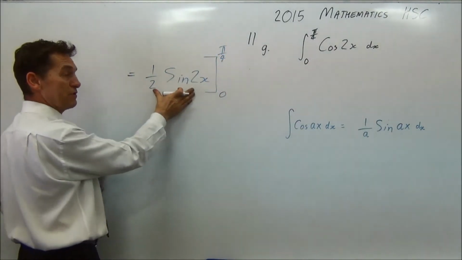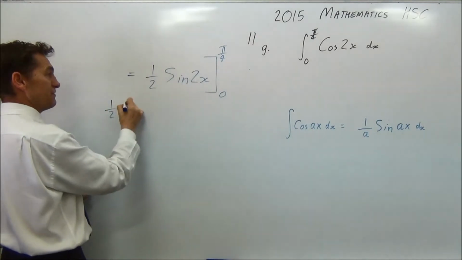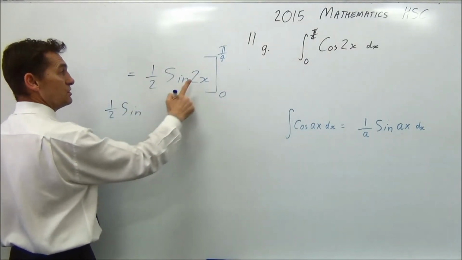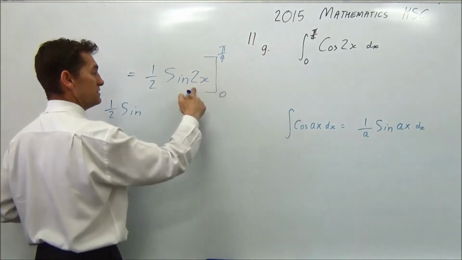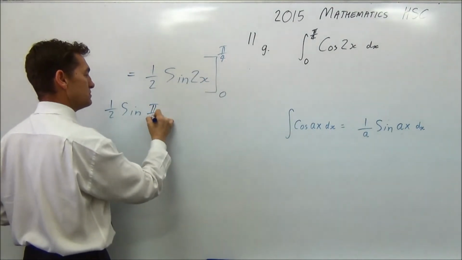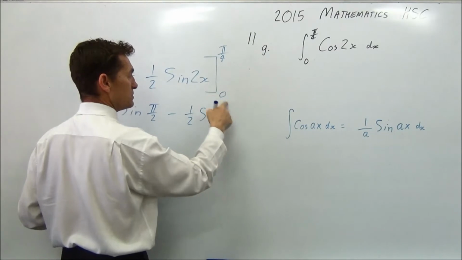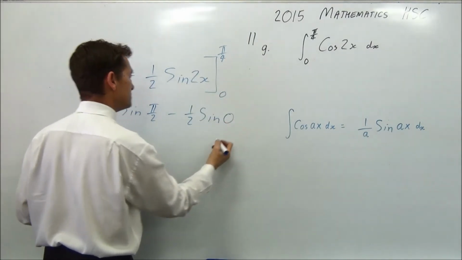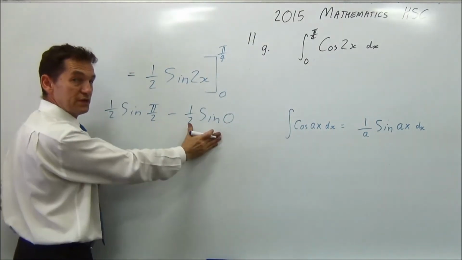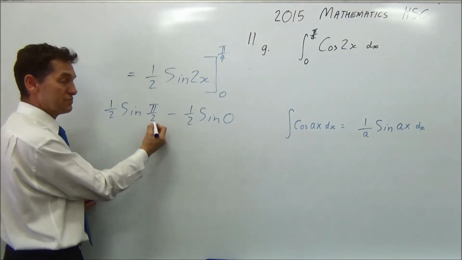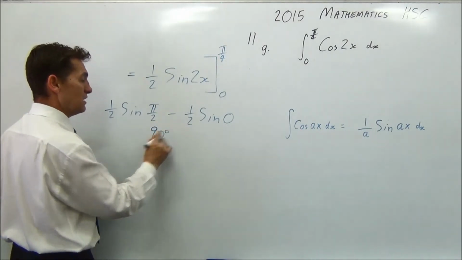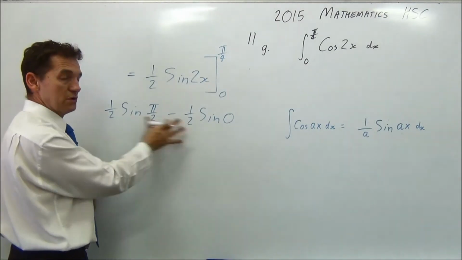And we want it in between pi on 4 and 0. So we just put in the pi on 4 first. We get 1/2 sine 2 lots of pi on 4, which is just pi on 2, minus 1/2 sine 2 lots of 0, which is just 0. And then you can either just put that in your calculator, bearing in mind that is radians, or you can use 90 degrees, or you can figure it out.